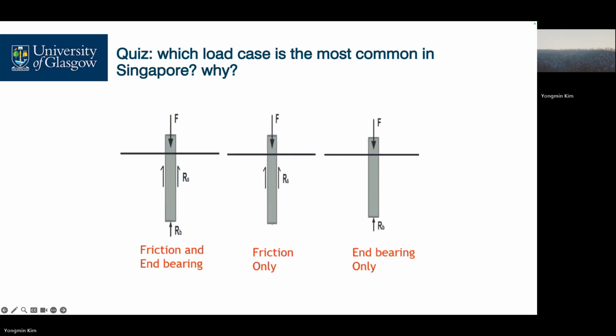One third. You just pick one of the things. Friction and end bearing combination is the most common in Singapore, or friction only, or end bearing only? Okay, later I can answer you.